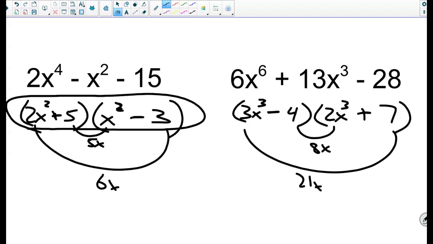Just think about it. 3x cubed times 2x cubed, that's 6x to the sixth. 21x cubed minus 8x cubed, when you combine the like terms, is plus 13x cubed. It's always going to be the middle exponent.